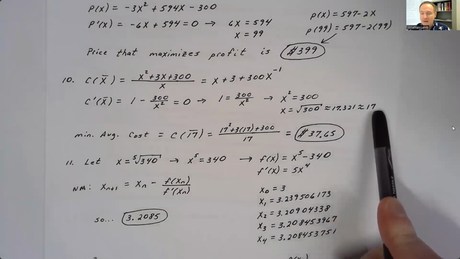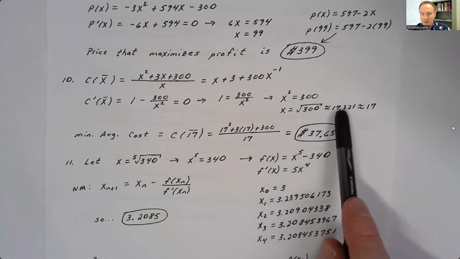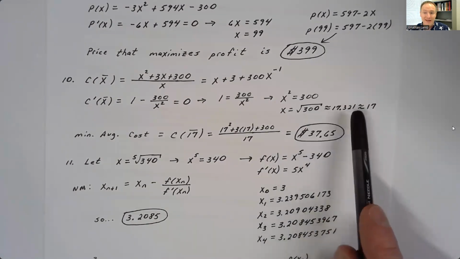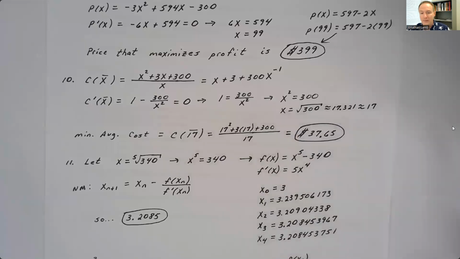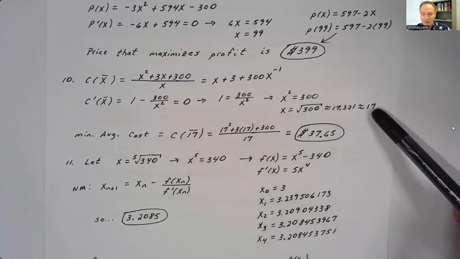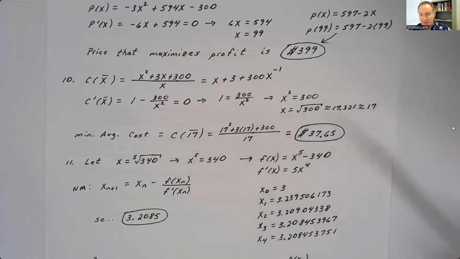Now, again, I'll get students that think, ooh, the minimum average cost is $17.32. Absolutely not. X is the number of items that need to be made in order for the minimum average cost to be achieved. So that's why x only makes sense as a whole number value here. We can make 17 items, and that's when the minimum average cost is achieved.